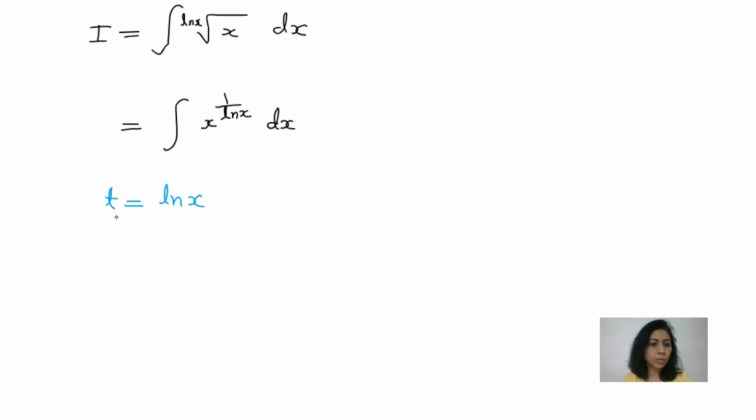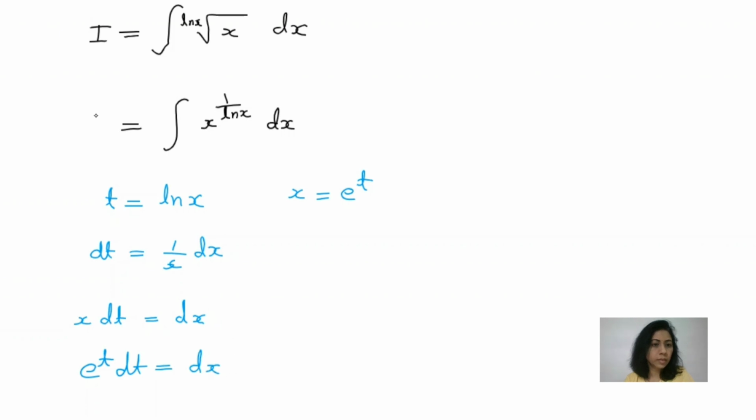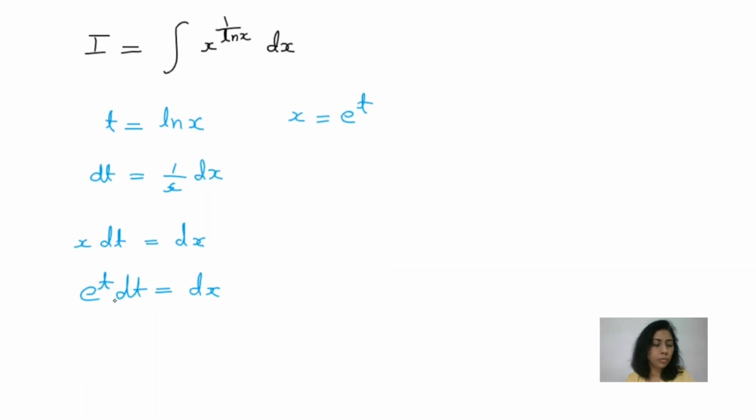Here when we differentiate both sides, we get dt is equal to 1 upon x dx. But here we have only dx, so x transferred to this side, dt is equal to dx, and t is equal to ln x, so we can write x is equal to e to the power t. Okay, and this x value e to the power t we can write here, e to the power t dt is equal to dx. This is I. So all x functions we can convert into t.